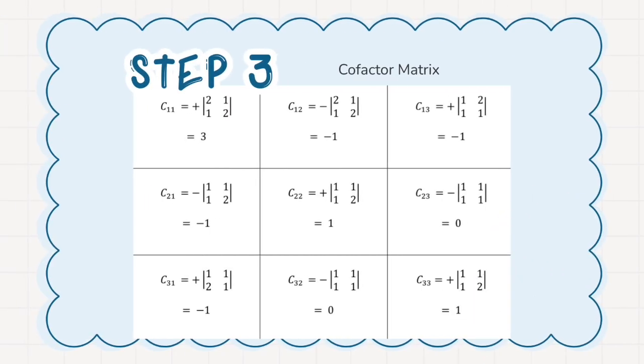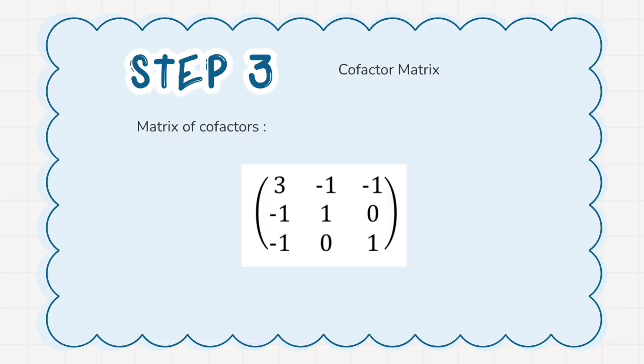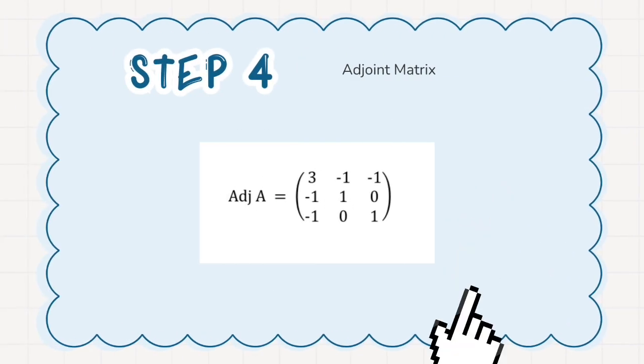Next, step 3: find the cofactor matrix. We calculate each cofactor by finding the 2 by 2 determinant of the remaining elements after removing the corresponding row and column, then applying the checkerboard sign pattern. Step 4 is to find the adjoint matrix. The adjoint matrix is obtained by transposing the cofactor matrix, meaning we swap the rows and columns. In this case, the cofactor matrix is symmetric, so the adjoint is identical.